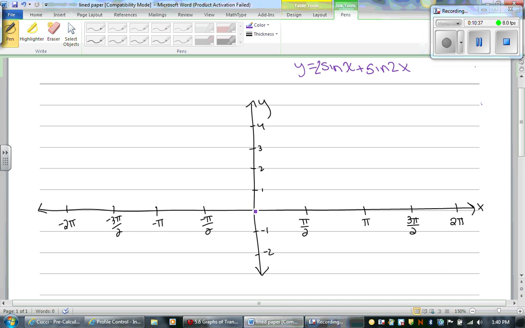So like always, we start at 0. At pi over 2, we're going to have 2. Pi, 0. 3 pi over 2, negative 2, and then 2 pi back to 0. So it's our basic sine curve that's simply been vertically stretched by a factor of 2. Follow that trend back, and we get the rest of our curve.